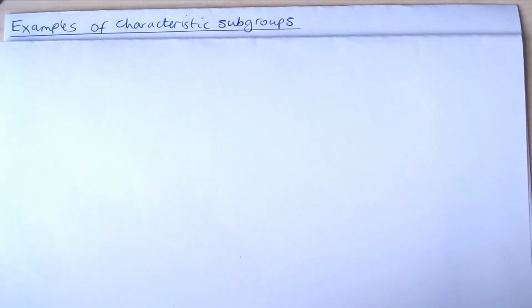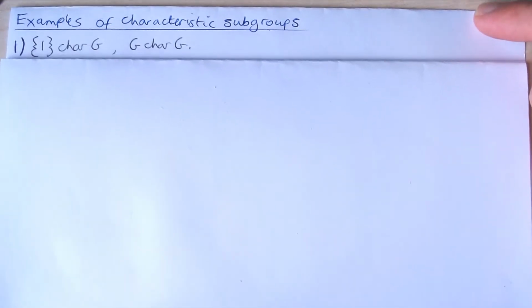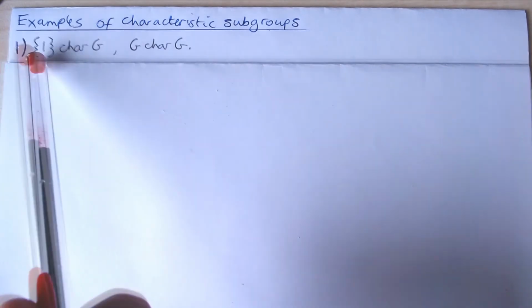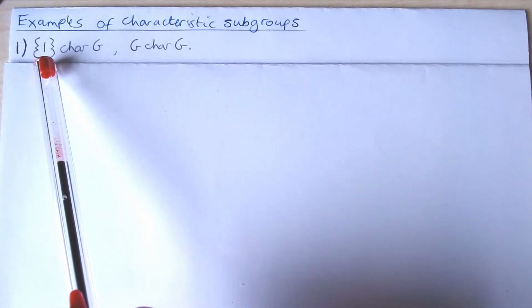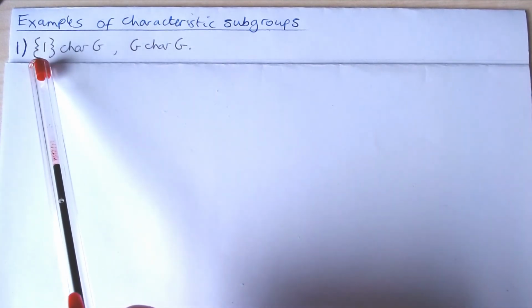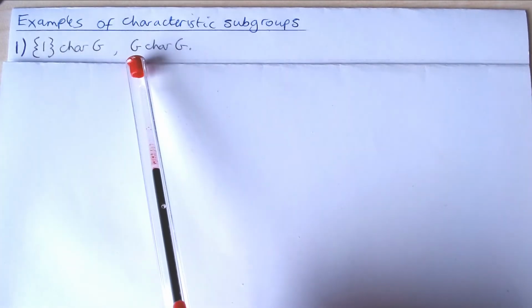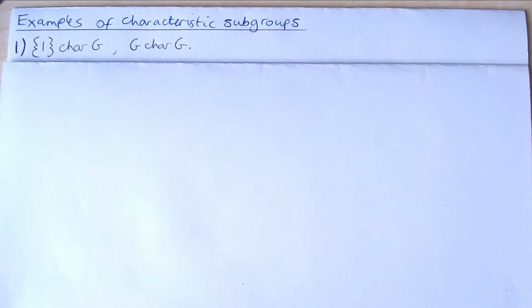So with that in mind, let's look at some examples of characteristic subgroups. First, note that the identity element is always fixed by any automorphism of G. So in particular, the trivial subgroup of G consisting of the identity element is characteristic in G. And note that clearly the entire group is fixed under any automorphism of G. So the entire group is characteristic in G.